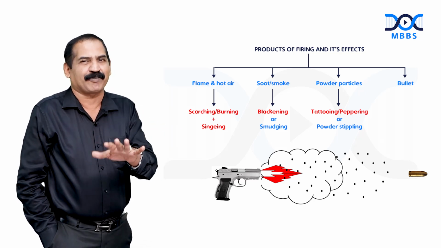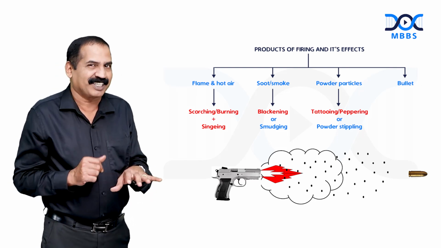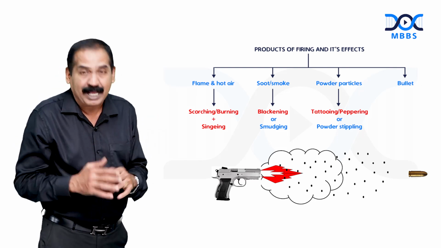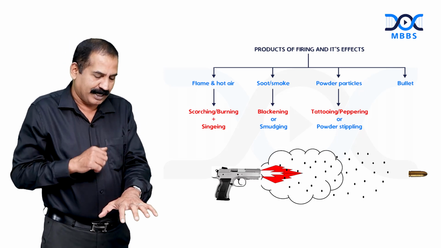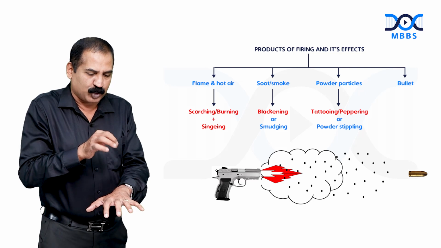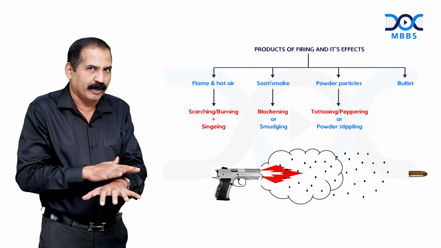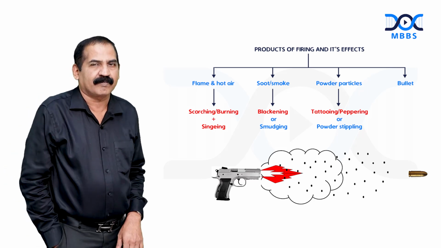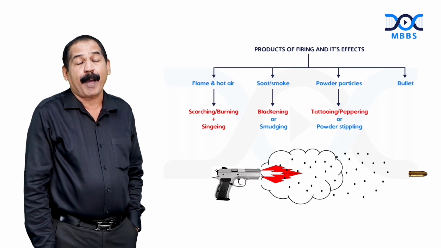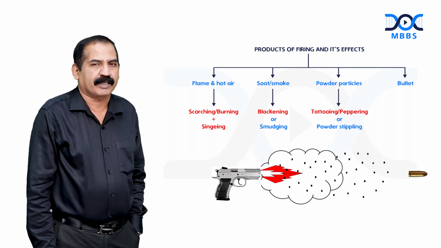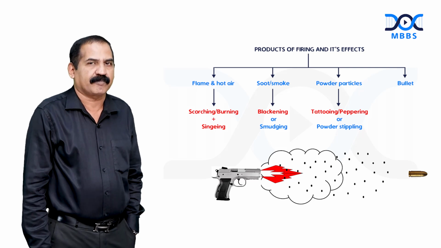Say for example, imagine I am fair, of white complexion. If tattooing is there, it looks like small tattooing over a white background. That is known as tattooing or peppering or powder stippling.